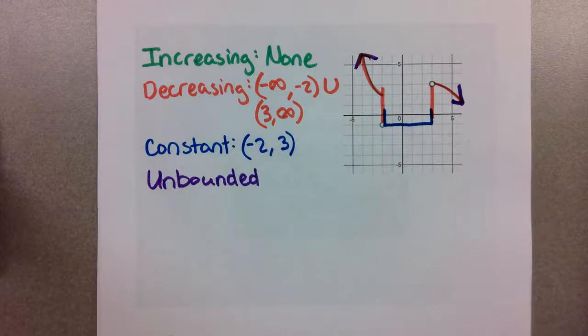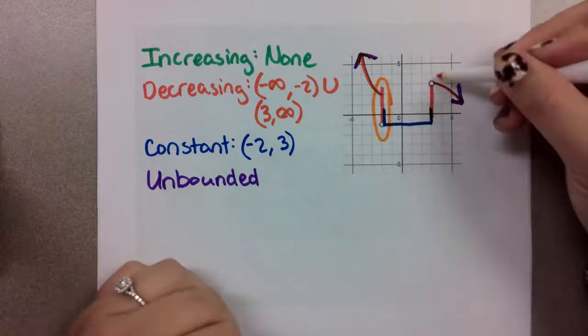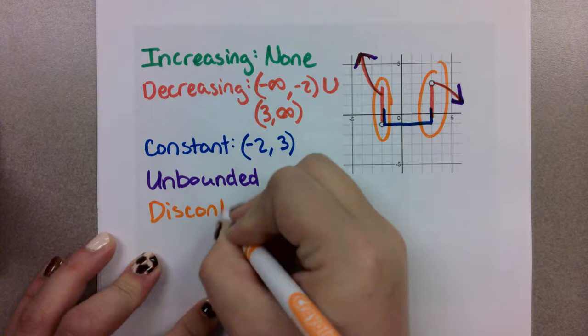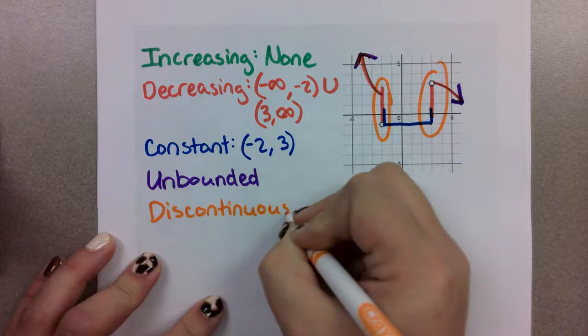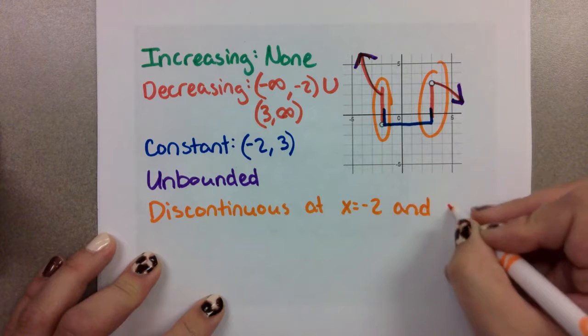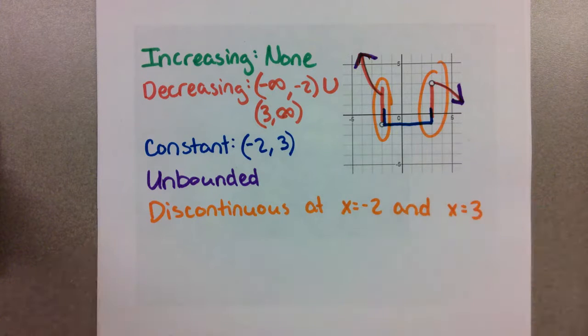And then we look for discontinuities. We have 2 of them here, 2 jumps in our graph. We are discontinuous at x equals -2 and at x equals 3 because those are our 2 jumps in the graph.